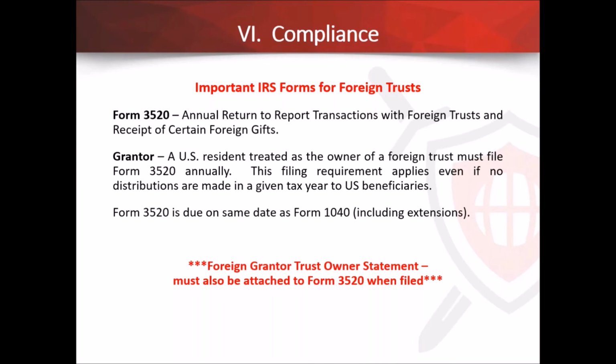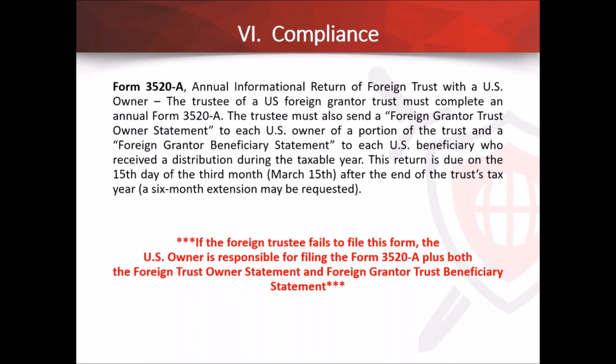Interestingly enough, this return will require a statement from the next form I'm going to talk about, the 3520-A. This form is required to be filed by the trustee of a foreign trust each year, and they match it back. It's due March 15th of each year, the third month, so you have time to give one out to the U.S. grantor and to the U.S. beneficiaries so they're able to match it. If the foreign trust fails to file this form, the U.S. owner is still responsible, so keep that in mind.